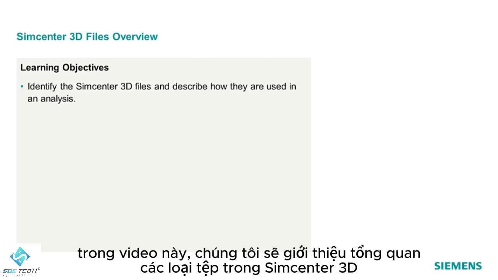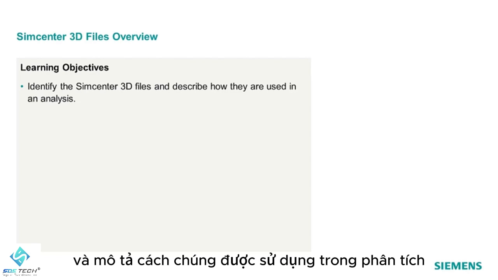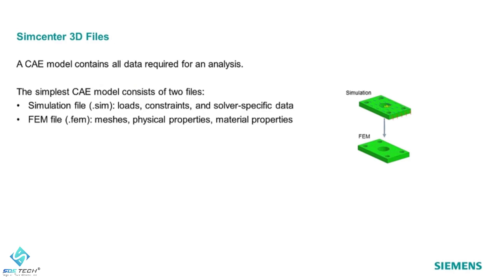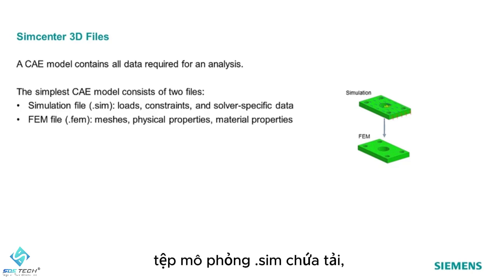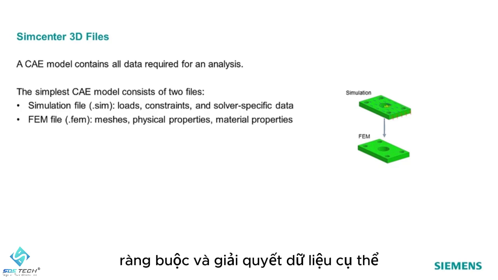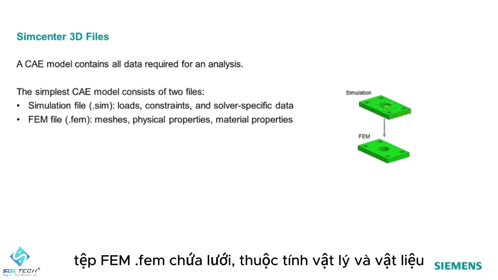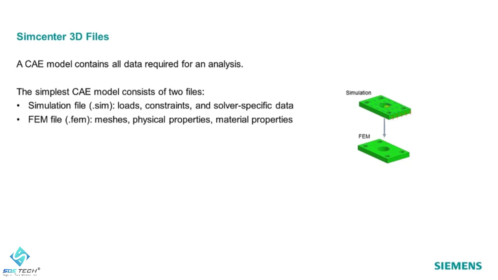In this video, we will identify the SimCenter 3D files and describe how they are used in an analysis. The simplest CAE model consists of two files: the simulation file, .sim, which contains loads, constraints, and solver-specific data, as well as the FEM file, .fem, which contains meshes, physical properties, and material properties.